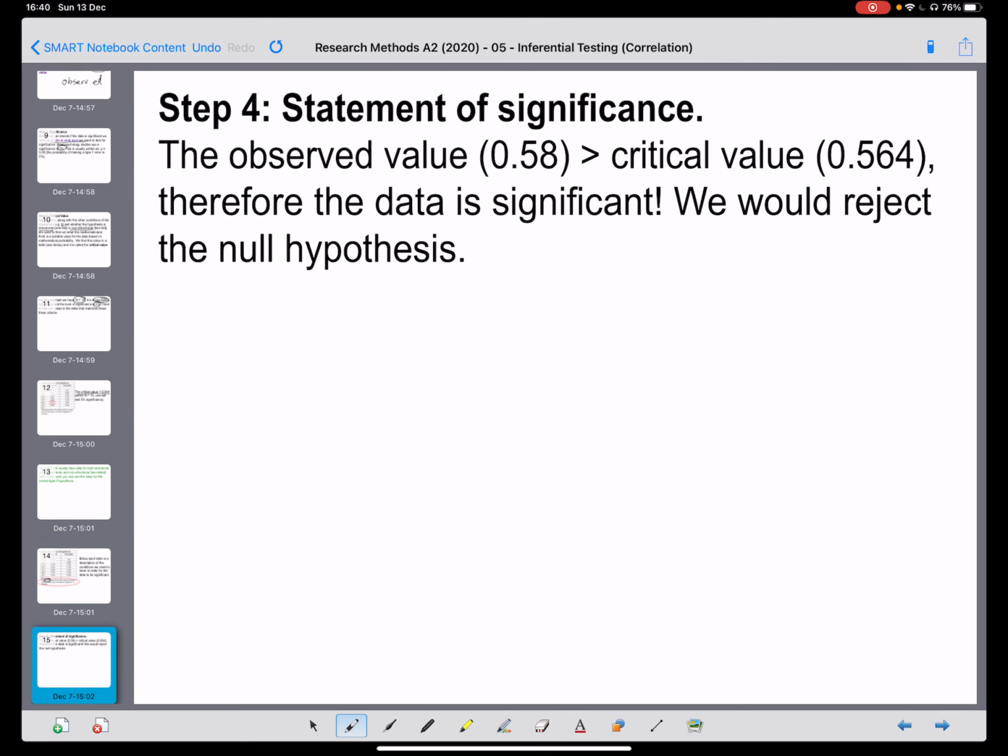So let's write it out. The observed value is greater than the critical value. Therefore, the data is significant. Excellent. Therefore, we can do something with this. We can reject the null hypothesis.